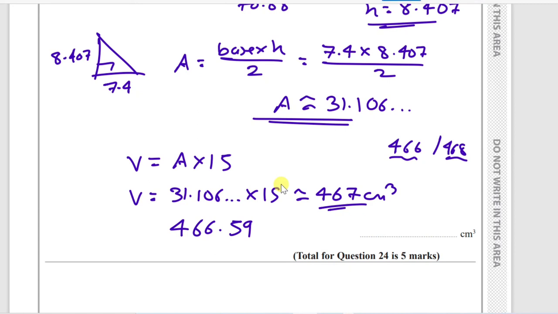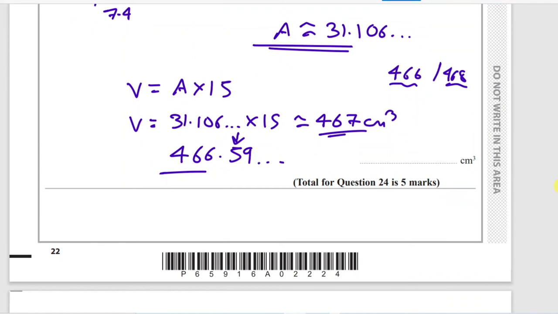566.593, 3 significant figures means you're under the first 3 numbers and look at the 4th number. If it's 5 or more, this has to go up to 567. But yeah, all of that for 5 marks, guys. That should be this one done.